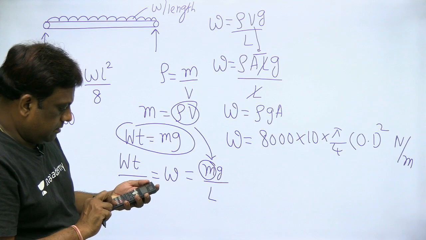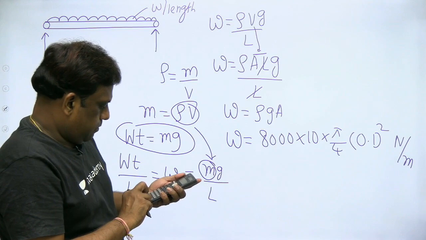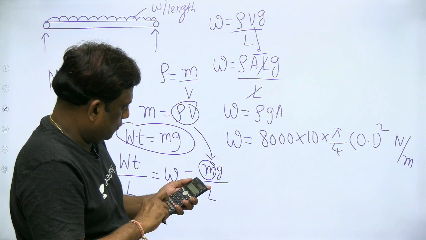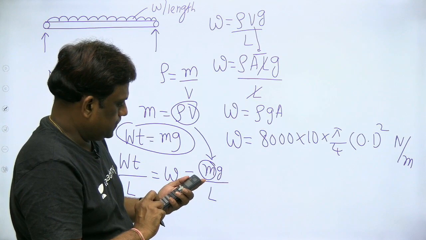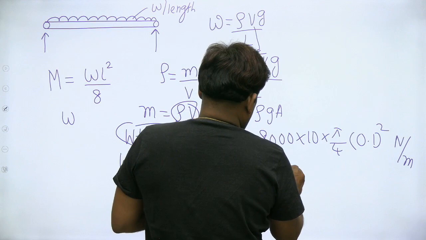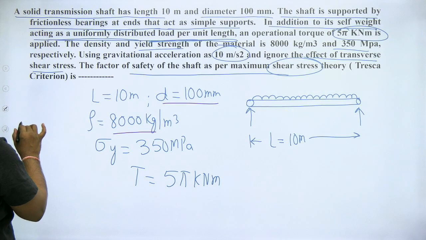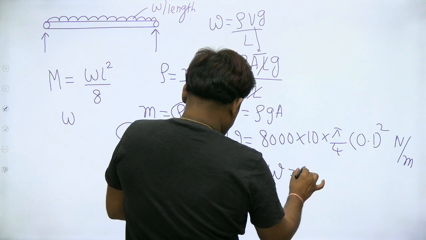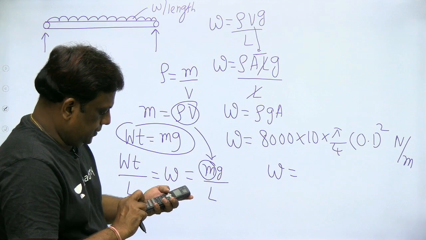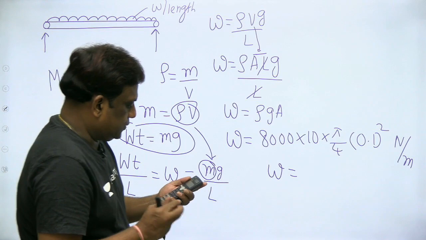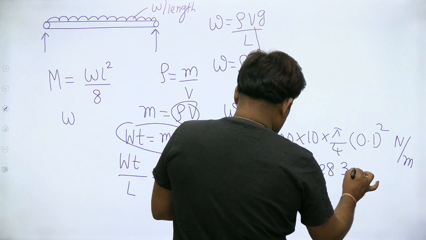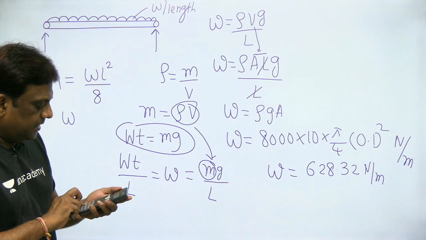So let me calculate. Rho g A. What is the density? Let me check, 8000, right? So 8000 into 10 into pi into 0.1 squared by 4. And this will be 628.32 Newton per meter. This is W per unit length.